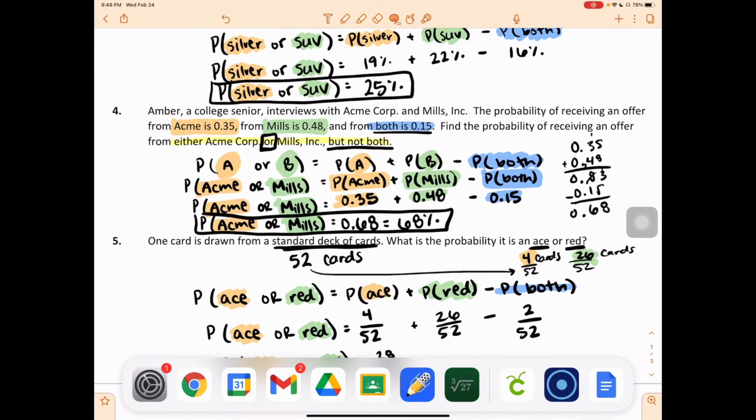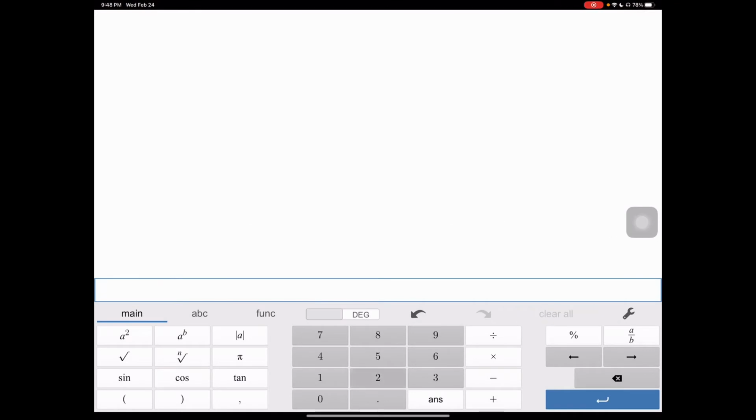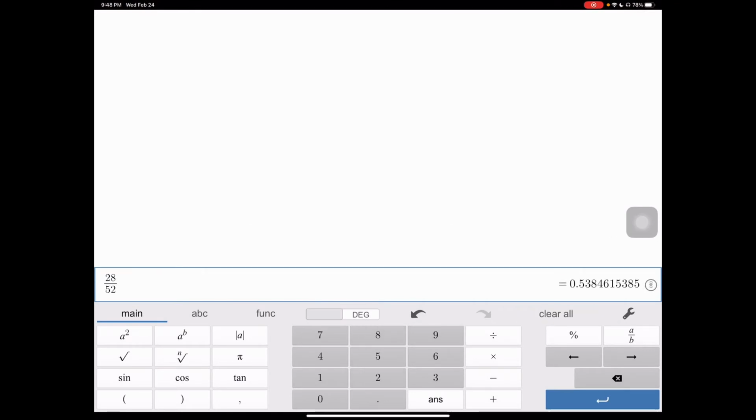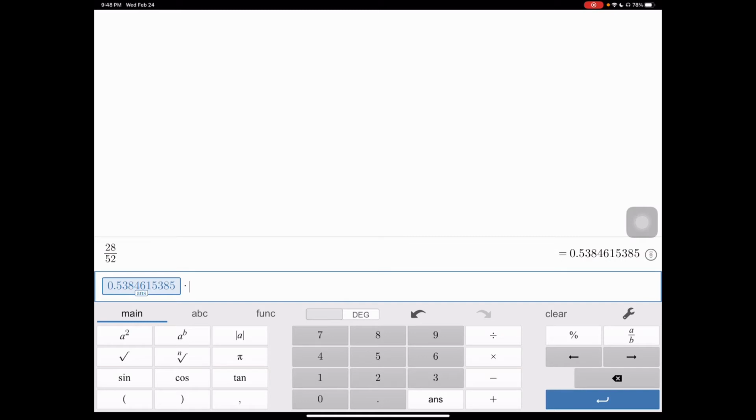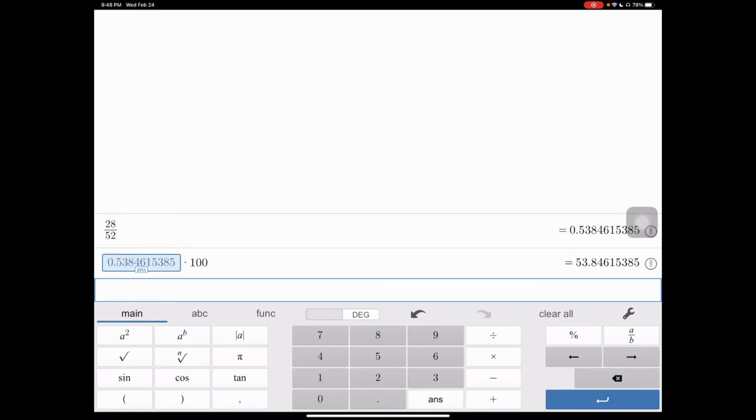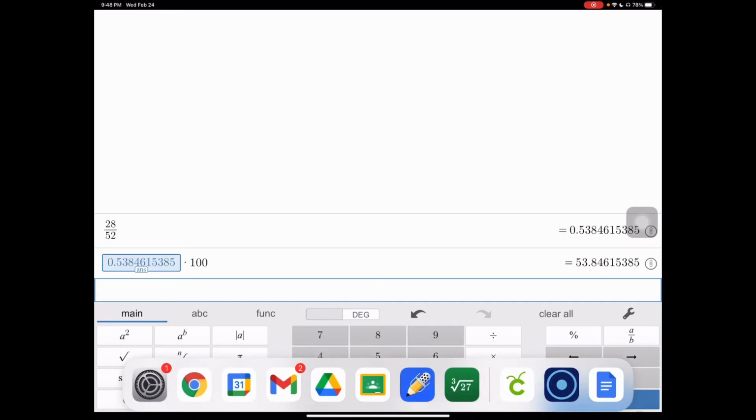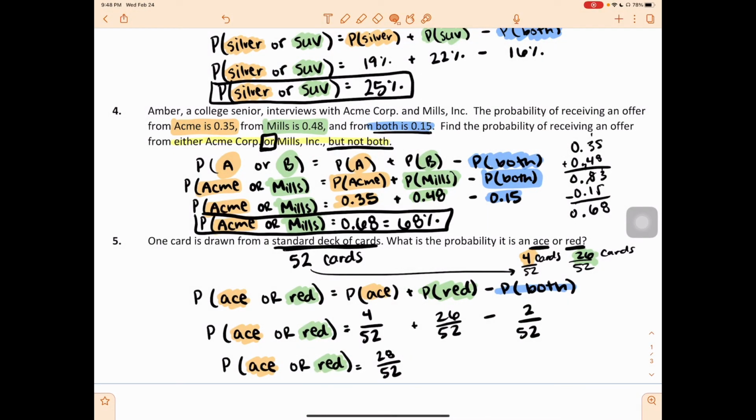If you wanted to write that as a percentage, we can do 28 out of 52 times that by 100, 53.85 if you were to round it. So this would be 53.85%. And that is the probability somebody would pull either an ace or a red out of a deck of cards.